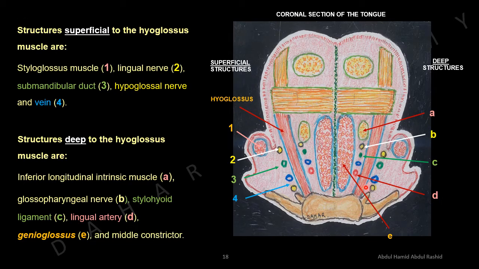This side we are going to show structures deep to the Hypoglossus muscle. They are A. Inferior longitudinal intrinsic muscle, B. Glossopharyngeal nerve, C. Stylohyoid ligament, D. Lingual artery, and E. Genioglossus muscle, which is very deep, together with the middle constrictor muscle.